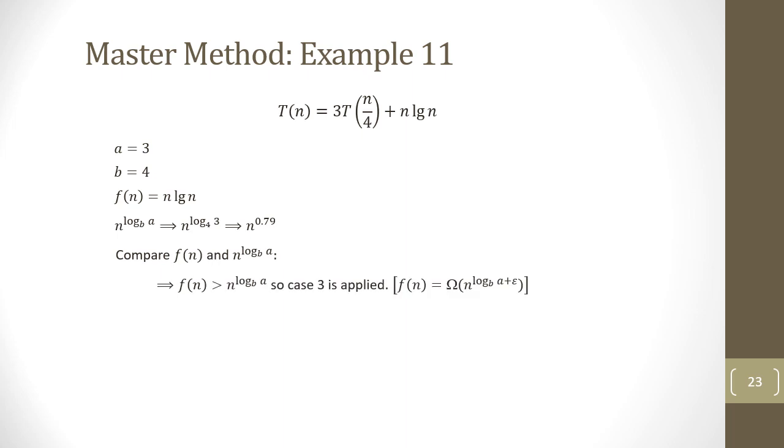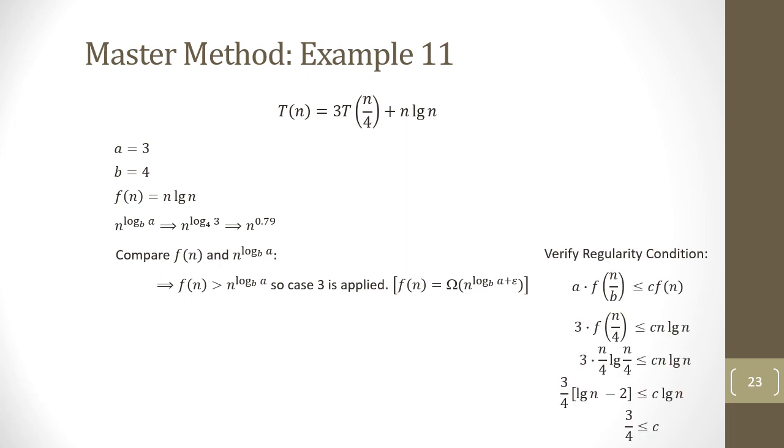So now let's look at the regularity condition. If we solve for c, we get c is less than or equal to 3 by 4, which is less than 1. So case 3 is applied. So our T of n will be theta of f of n. So the solution for this recurrence equation will be n log n.